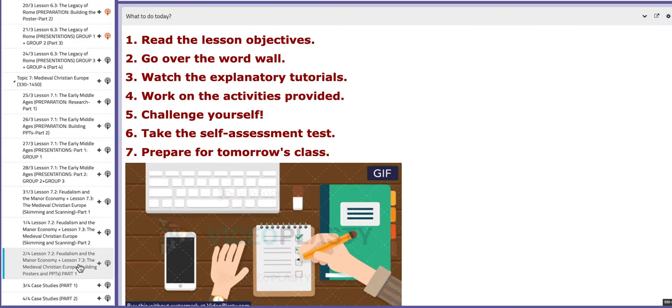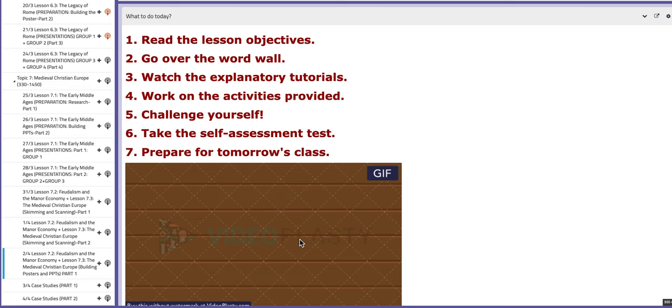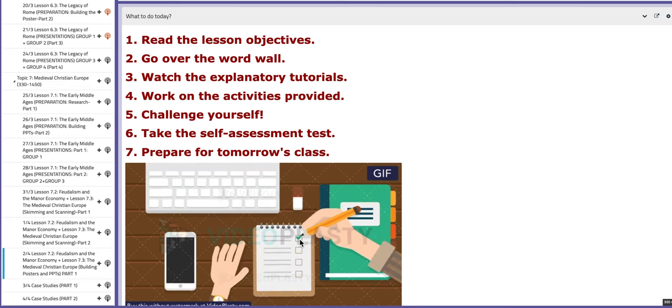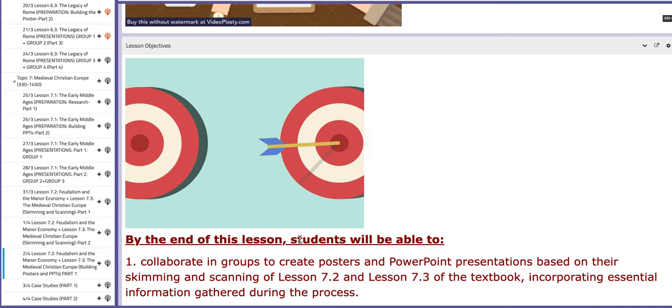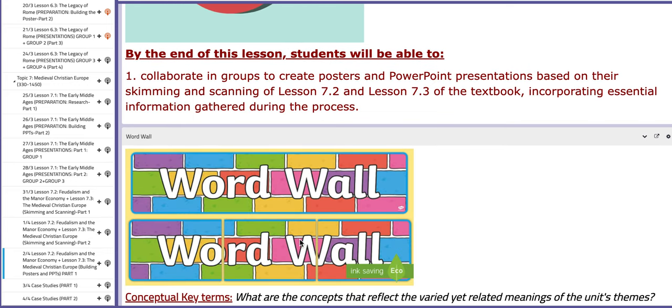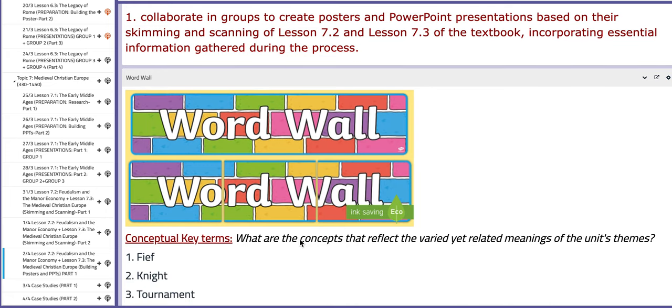Now, on the third day of this week, you are going to start. I'm going to, of course, divide you into groups. Group number one will work on lesson 7.2, which is feudalism and the manor economy. And group number three and four will work on lesson 7.3 because it's a bit long.